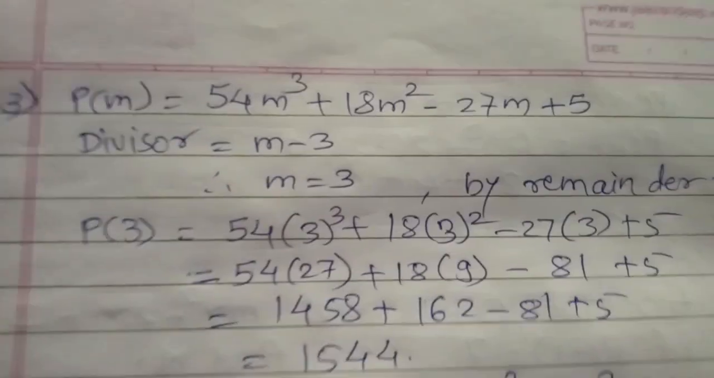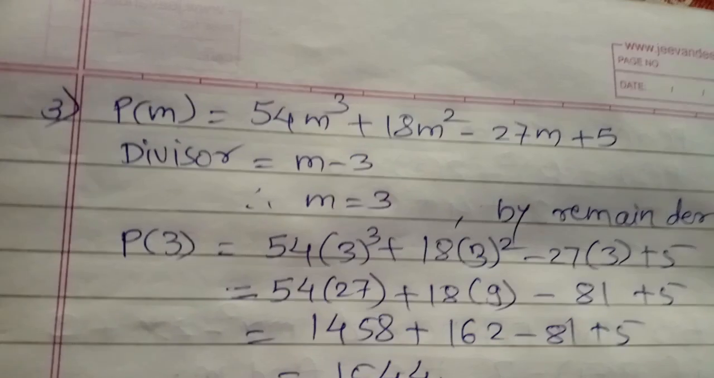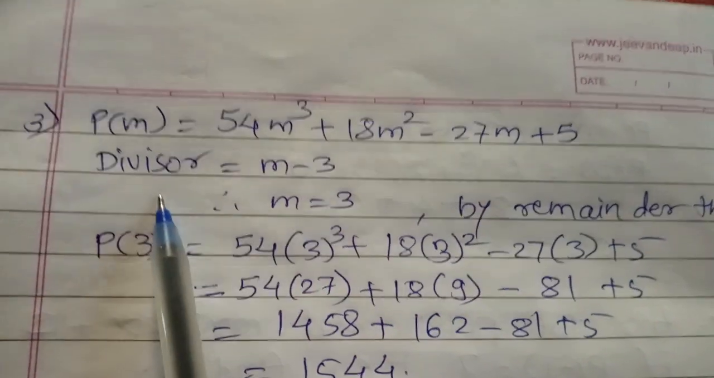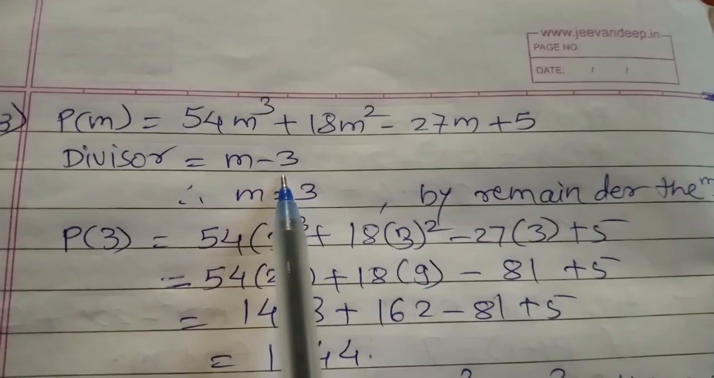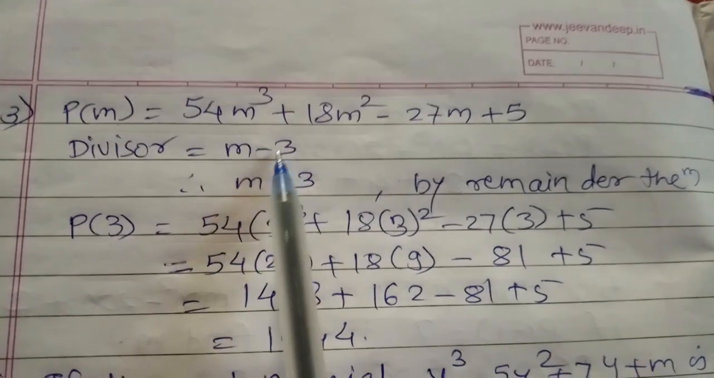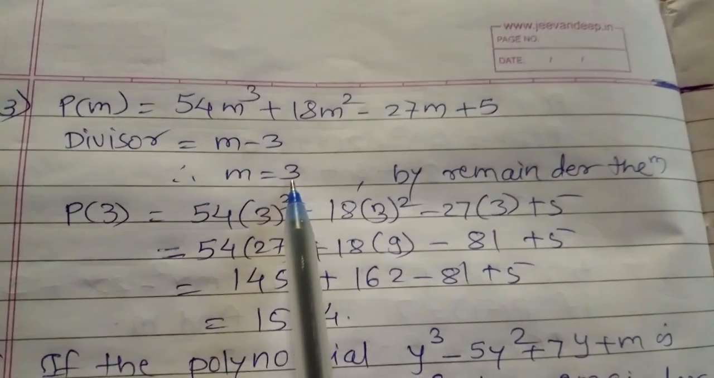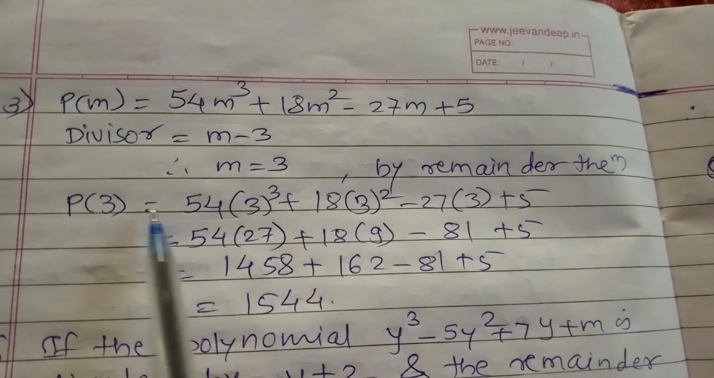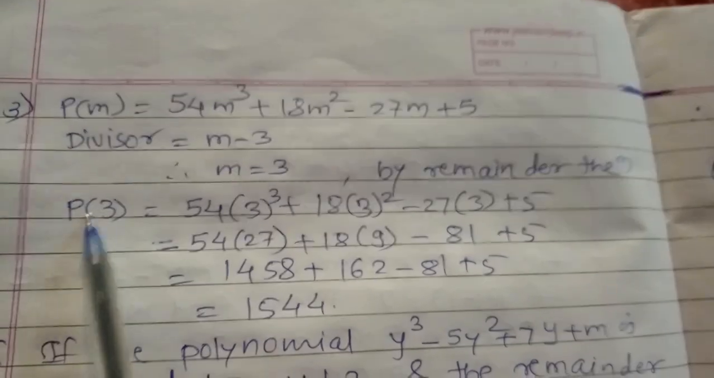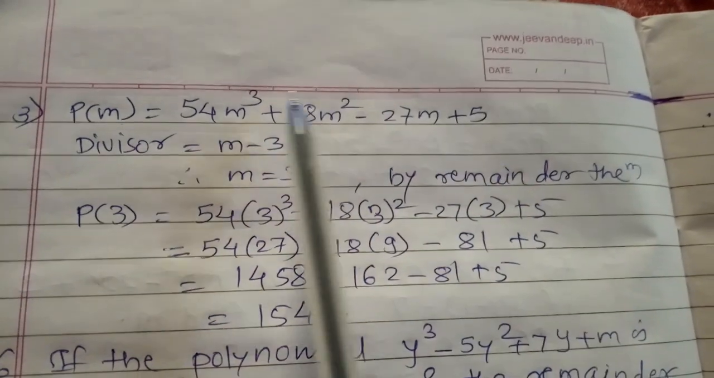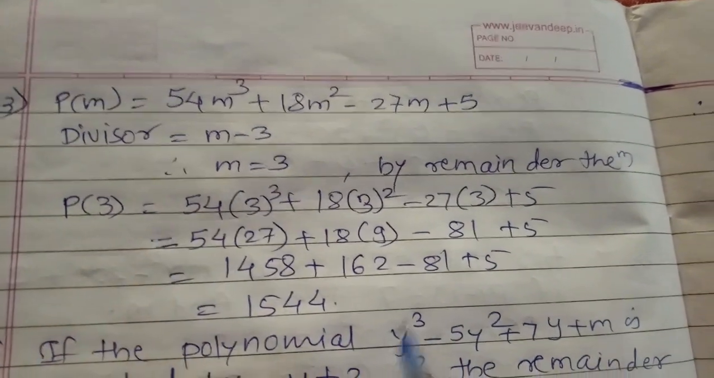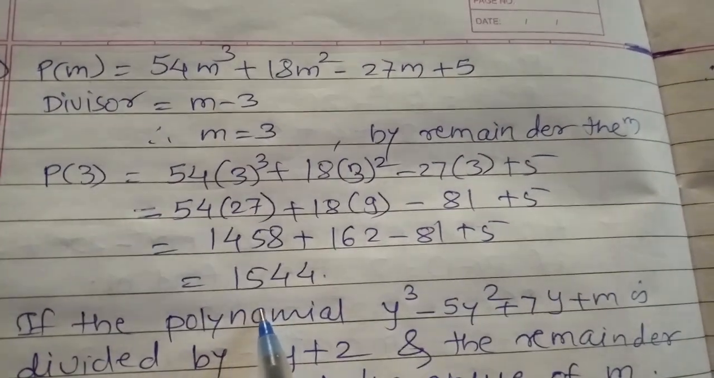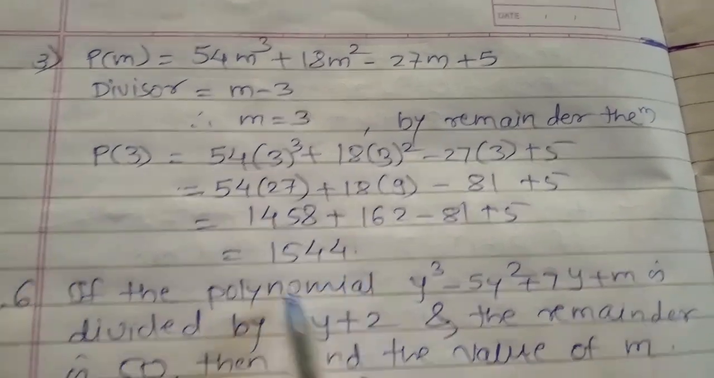After that, we are going to solve the third example, that is p of m equals 54 m cube plus 18 m square minus 27 m plus m, and in this example the divisor is m minus 3. So here we consider that m minus 3 equals 0, so m equals 3. By remainder theorem, you have to put down the value of m as 3. So p of m, that is m is 3, and in this polynomial, instead of writing m, you put down the value 3. By solving this, we get the answer, that is 1544. So this is the answer.